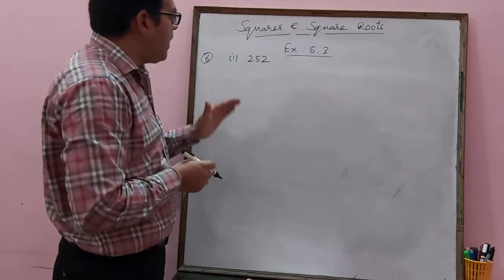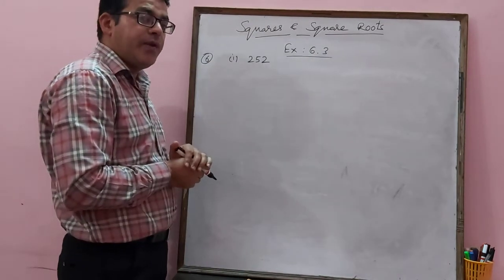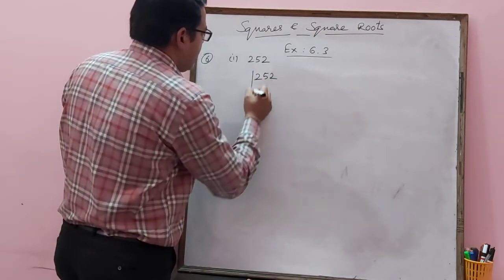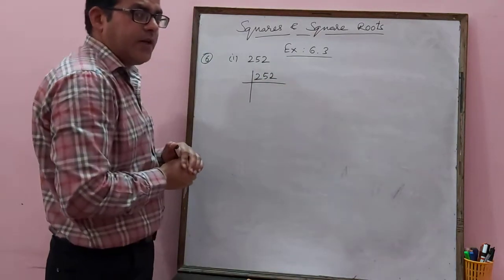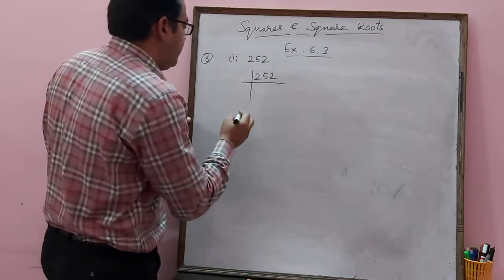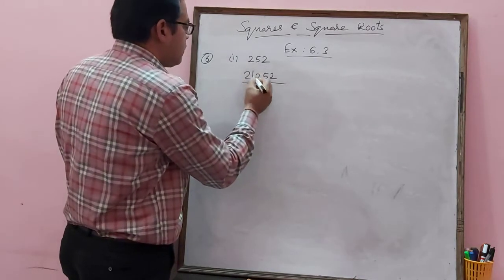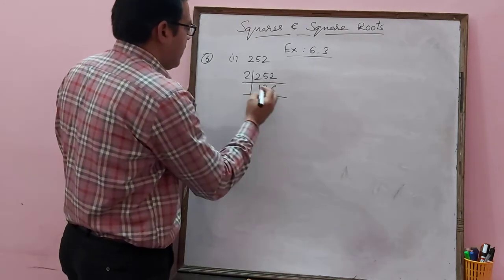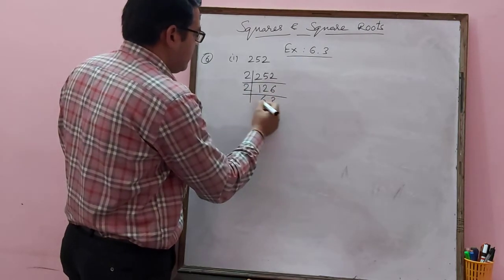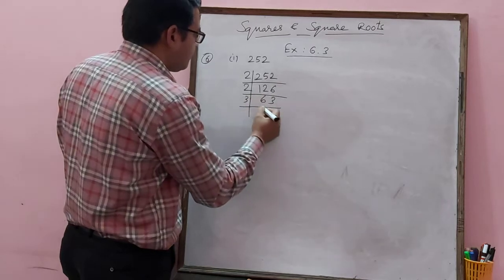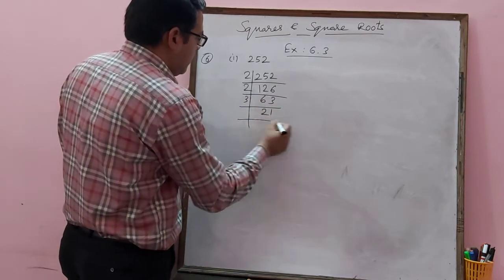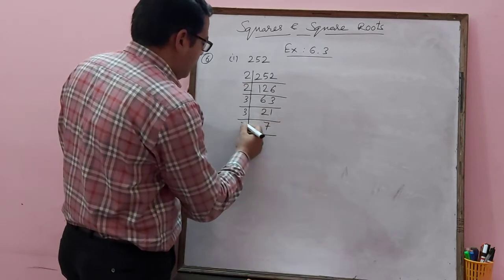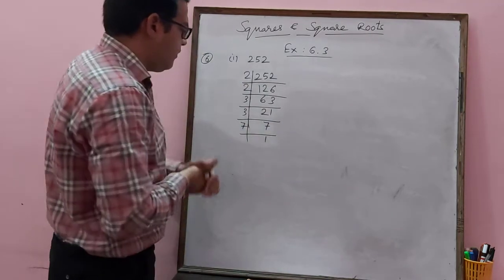The same part was also in question number 5. So how can we solve it? Just after taking prime factors. The method is the same that we already discussed. So by 2, how many times? 126 times. Again by 2, 63 times. Now by 3, 21 times. Again by 3, 7 times. And by 7, 1 time.